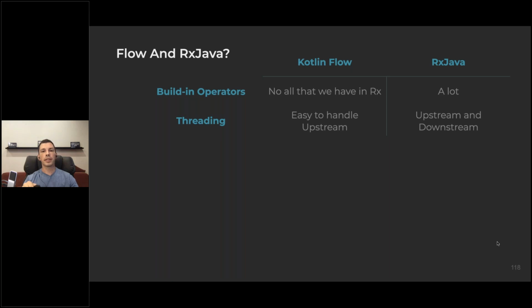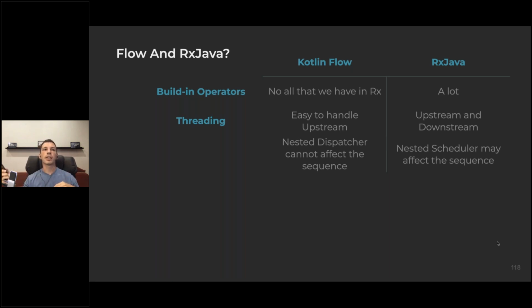Then in terms of threading, it's easier to work with Kotlin Flow because we keep in mind only upstream, and just a bit about downstream. And using RxJava, we're also thinking about downstream and upstream; everything can affect everything. For nested dispatchers and nested schedulers, which we use in, for example, switchMap or flatMap, it's easier to use Flow. Also, we have the same setup for subjects. In Kotlin Flow, we have StateFlow and channels, and in RxJava, we have behavior and publish subjects.